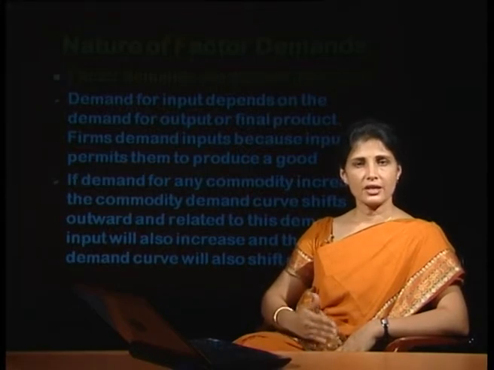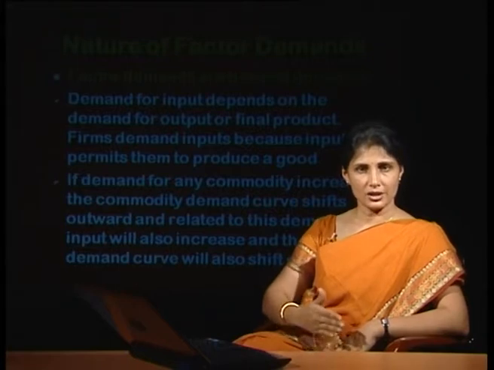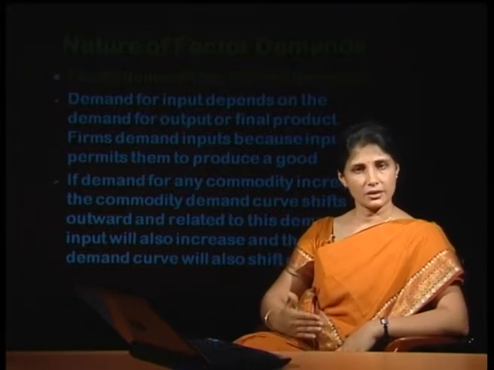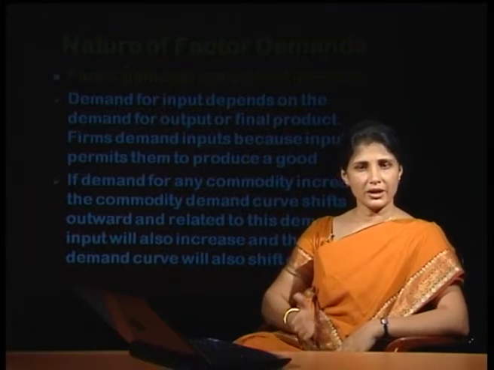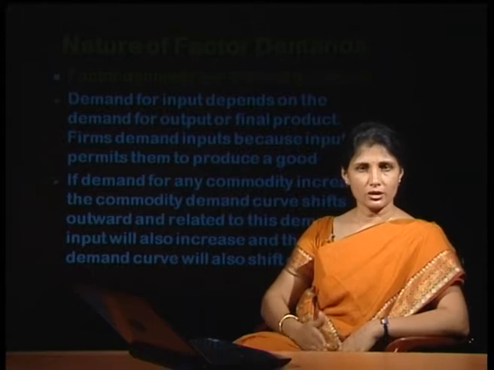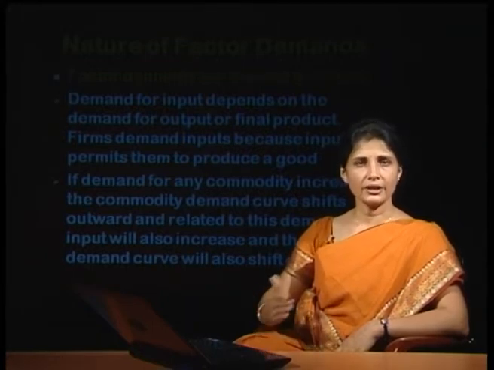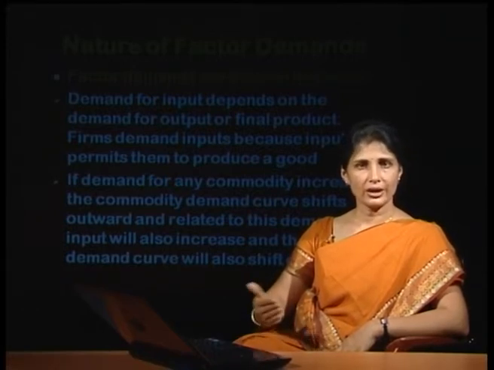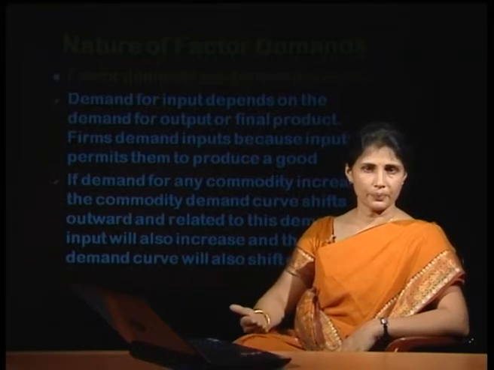So, if there is an increase in the demand for the product, the demand curve, which is a downward sloping curve, will shift in an outward direction. Similarly, the demand for any factor of production, depending on the demand for the product, will also shift outward or inward. The inward and outward shift of the demand for the factor depends on the inward and outward shift of the demand for the product.